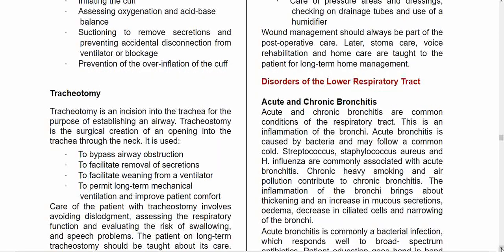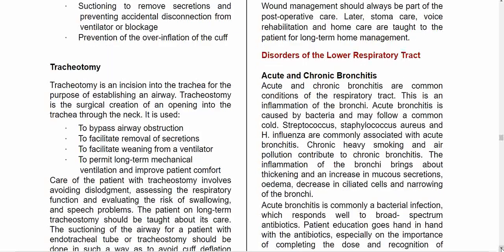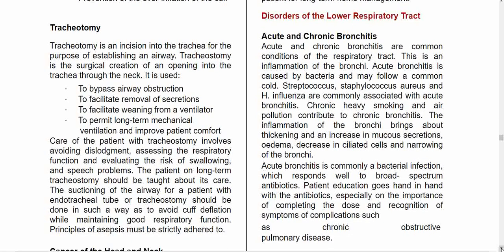Disorders of the lower respiratory tract. That is now after doing the upper respiratory tract. So for disorders of the lower respiratory tract, we shall proceed in the next lecture session.